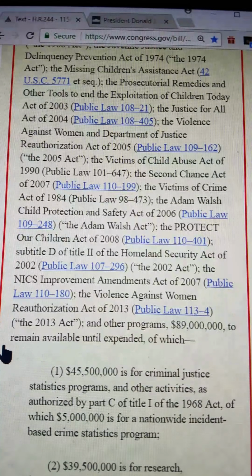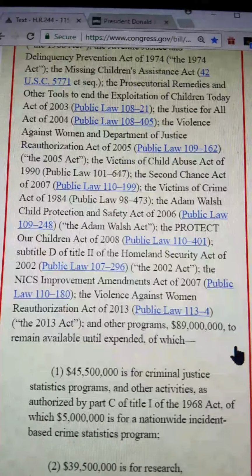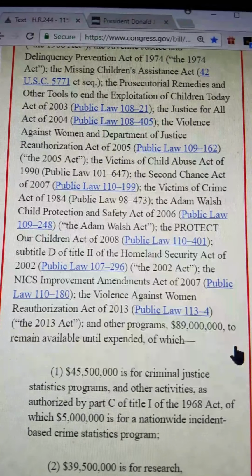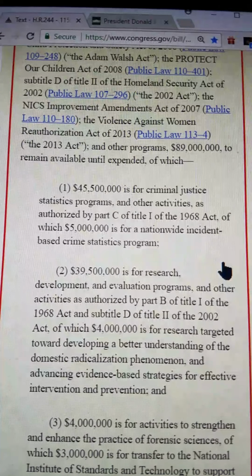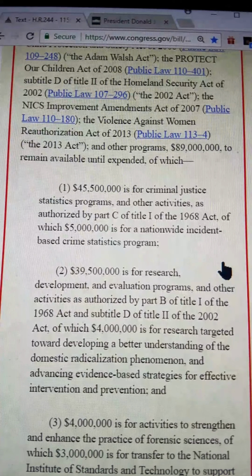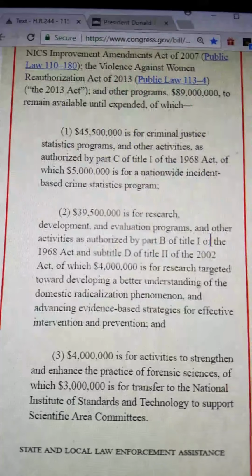Subtitle D of Title II of the Homeland Security Act of 2002, the NICS Improvement Amendments Act of 2007, the Violence Against Women Reauthorization Act of 2013, and other programs, $89 million to remain available until expended, of which $45 million is for criminal justice statistics programs and other activities as authorized by Part C of Title I of the 1968 Act, of which $5 million is for a nationwide incident-based crime statistics program.